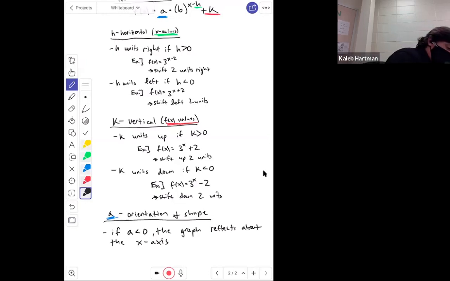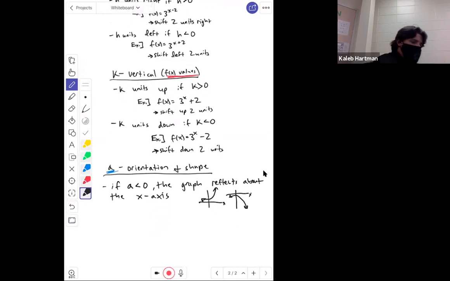And so what that would look like, guys, instead of the function going up like that, this function would go below the x-axis. So that's what a reflection about the x-axis is. It goes down instead of up. If the absolute value of A is greater than 1, the graph is stretched.